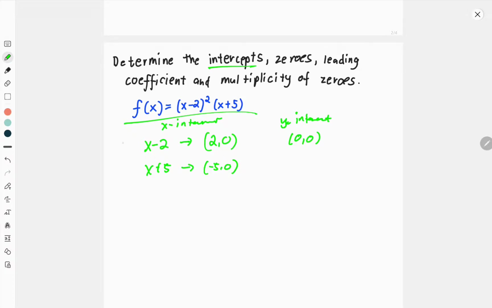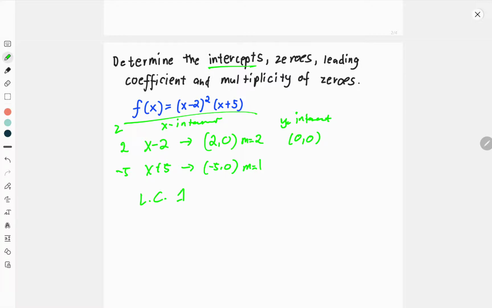The zeros as well. So the zeros are 2 and negative 5. These are the zeros. Then the leading coefficient, once again, x times x, then x, the leading coefficient would be 1. If there would be a numerical coefficient, it's much easier. Now, when you go on the multiplicity, then your multiplicity for this one is 2, and then the multiplicity is 1.